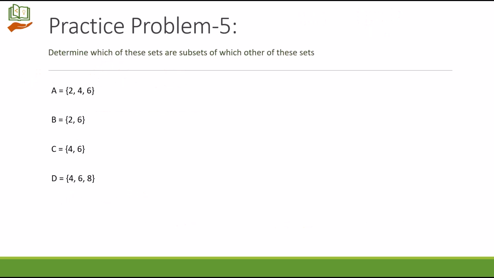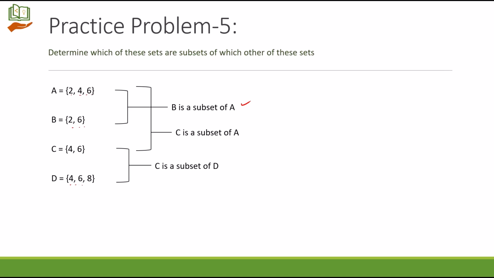Next problem. Determine which of these sets are subsets of which other of these sets. If you take 2, 6, you have 2, 6 here. So we can say B is a subset of A. What about 4, 6? Yes, C is a subset of A. Similarly, you have 4, 6 even in D. So we can take it as C is a subset of D. So B is a subset of A, C is a subset of A and C is a subset of D.